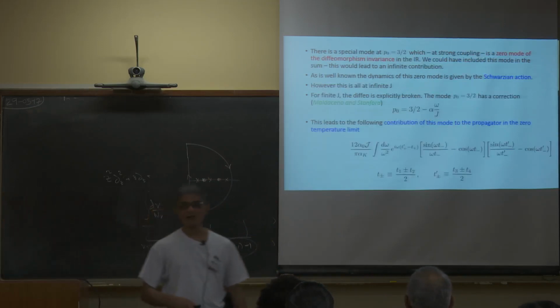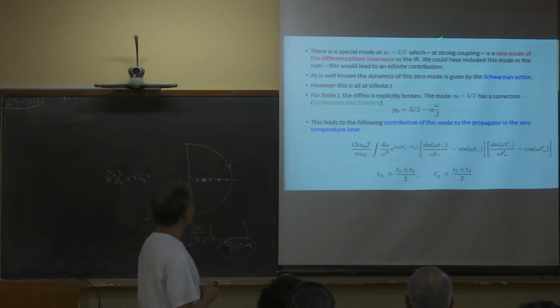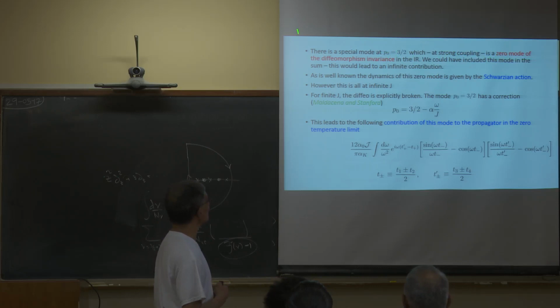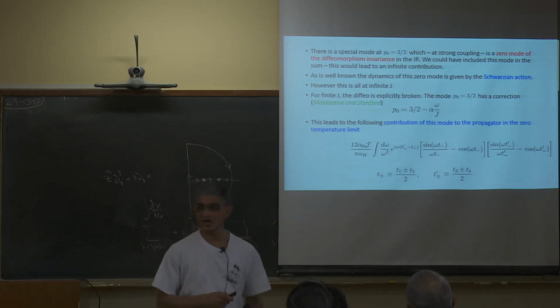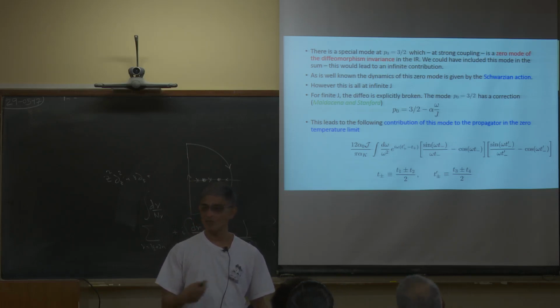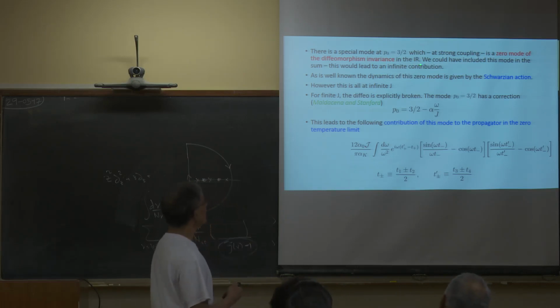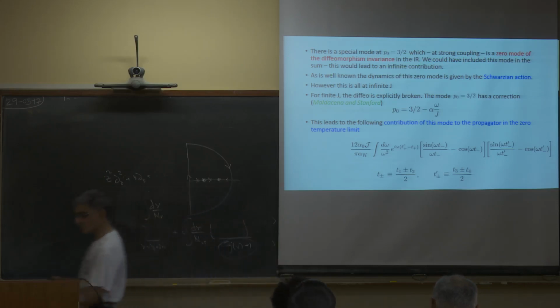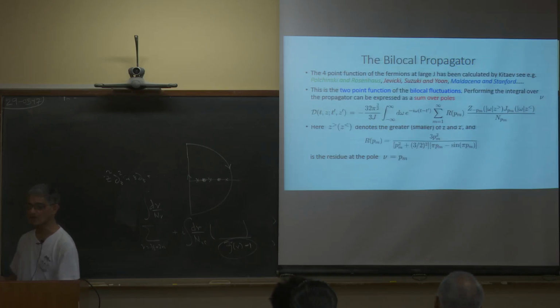I should make an important comment here. There is a special mode which we call m equal to 0, which is p_0 equal to 3/2. It is a solution of that equation. At strong coupling, this is a zero mode of diffeomorphism invariance in the IR. Basically, we take the saddle point solution and perform a diffeomorphism on it, and that is what you get, this particular one. We could have included this mode in the sum. I did not include it in that sum because I just copied something from some other paper which I did not write.